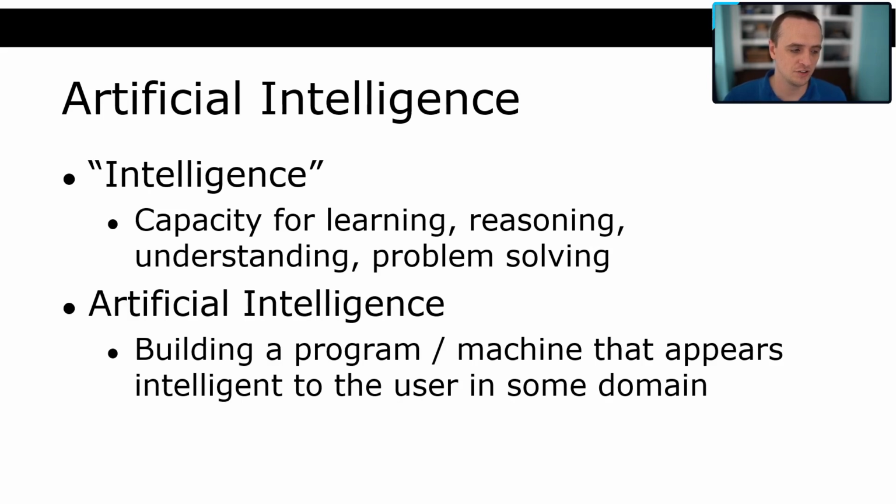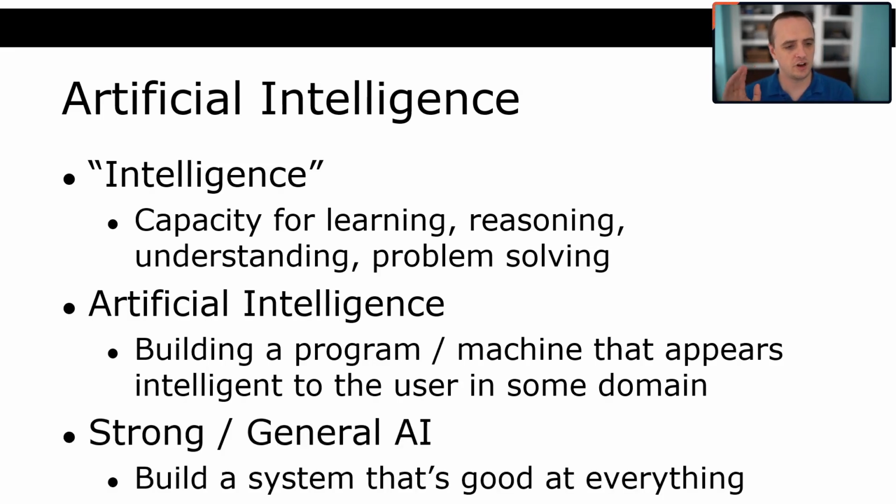Artificial intelligence, to me, is building a program or a machine that appears intelligent to the user in some domain. Okay, so the appearance of intelligence. There's this other thing that's called strong AI or general AI, and that's the idea that eventually, if we get a general AI, that's a system that could be good at everything. Okay, we are not even close to that yet, not even in the same universe as being close to that yet, despite what all the companies and Elon Musk are going to tell you.